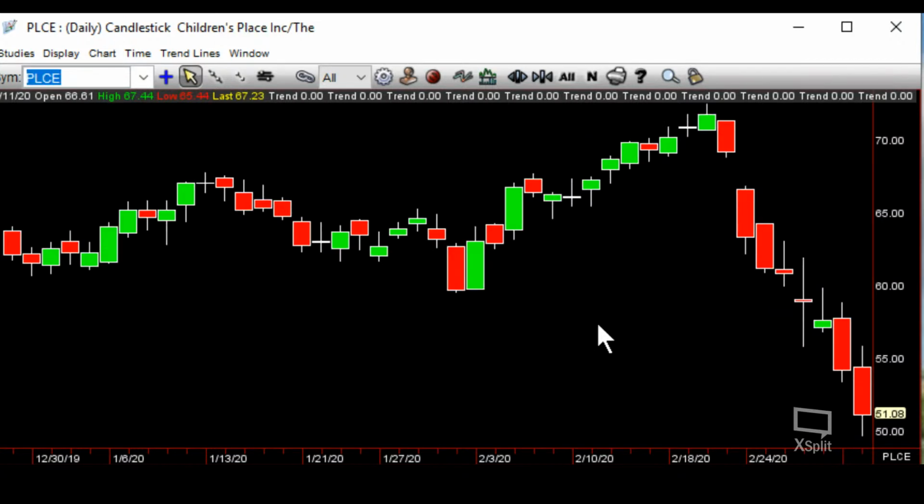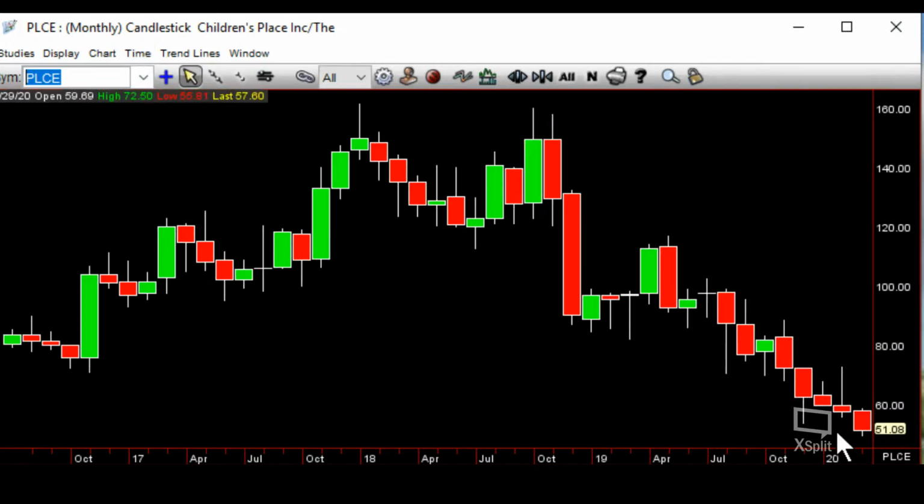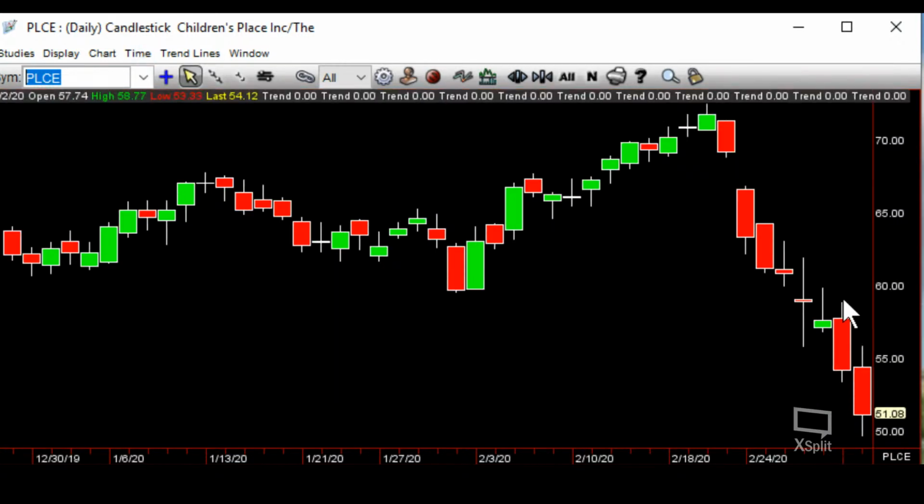PLCE, Children's Place, and you can see this is all outside month, 3-2 down, range expansion of the expansion. And you can see when you have something that did this on an inside day down yesterday with the huge rally, you know these guys are in trouble, right? So we can stick on these guys.